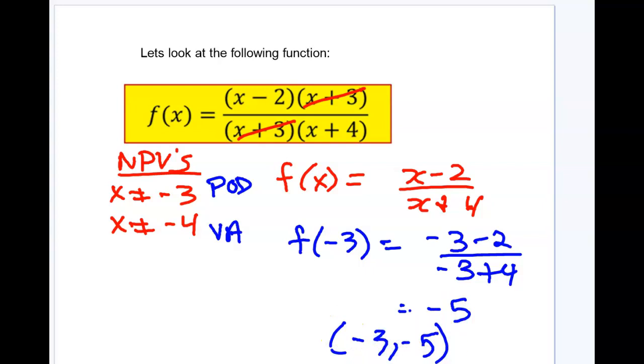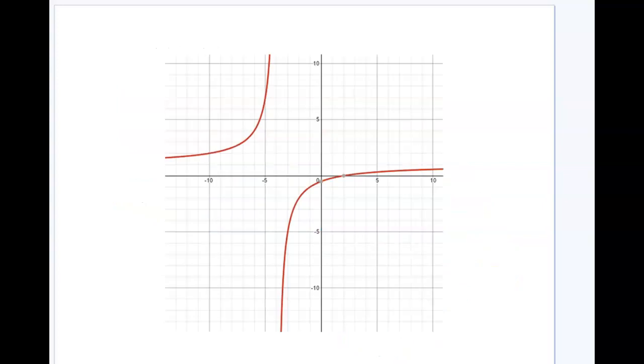So therefore, the hole in the graph is at negative 3, negative 5, and I have a vertical asymptote at negative 4. So if we take a look at our graph, this is what it's going to look like. I created this graph on Desmos. The only thing is it does not show the hole in the graph, so there should technically be a hole in the graph right there at negative 3 and negative 5.